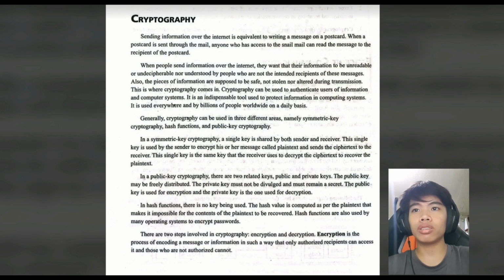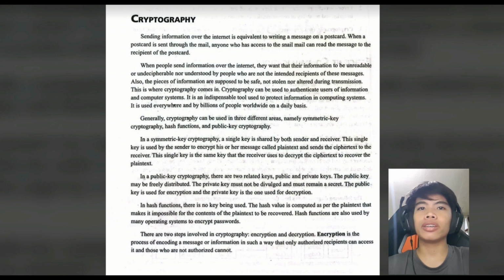So next naman is ito pa pala, there are two steps involved in cryptography, which is decryption and encryption. So encryption is the process of encoding a message or information in such a way that only authorized recipients can access and those who are not authorized cannot.